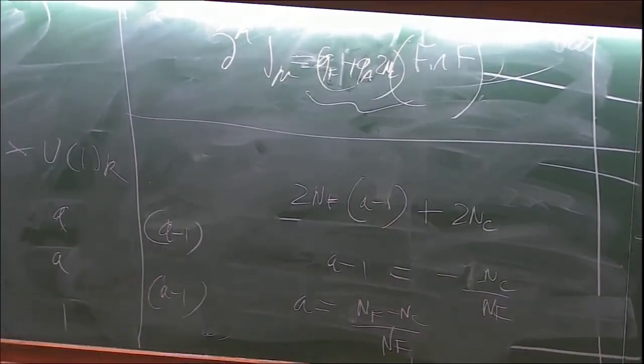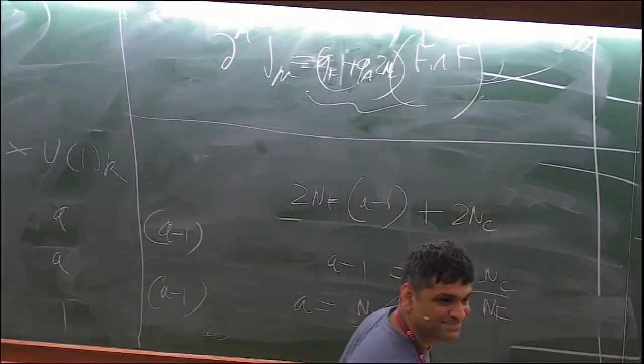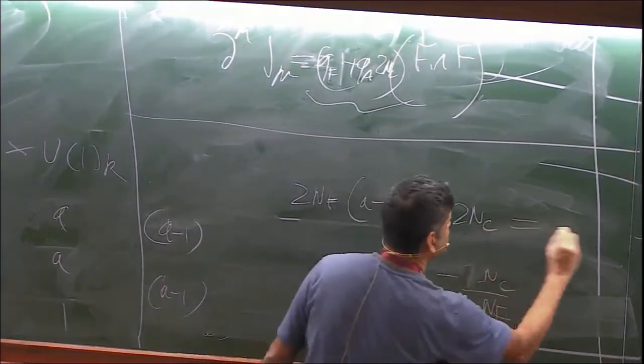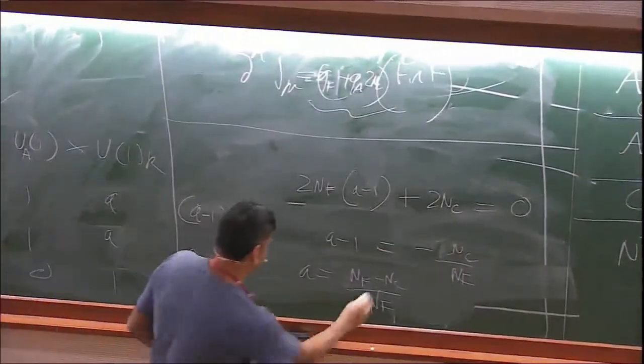I trust I got that right. Is 2NC for the gaugino? Yes. This plus this is equal to 0. I didn't mess up a minus sign.